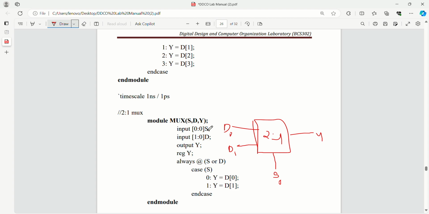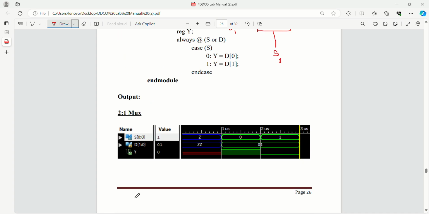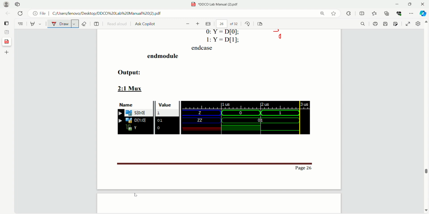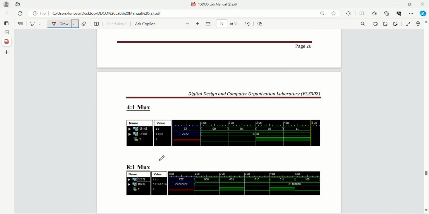Module mux with inputs S and D, and output Y. Input S, input [1:0] D, output reg Y for storing the value of Y. always @(S or D), case S: 0 is Y equal to D0, 1 is Y equal to D1, endcase, endmodule. Here is the output of this multiplexer: 2 to 1 multiplexer, 4 to 1 multiplexer, 8 to 1 multiplexer.